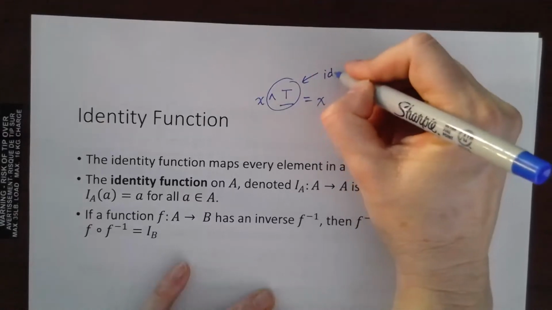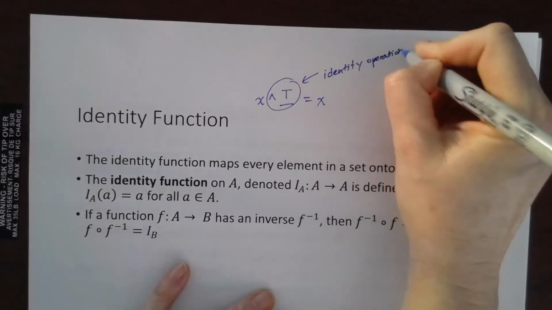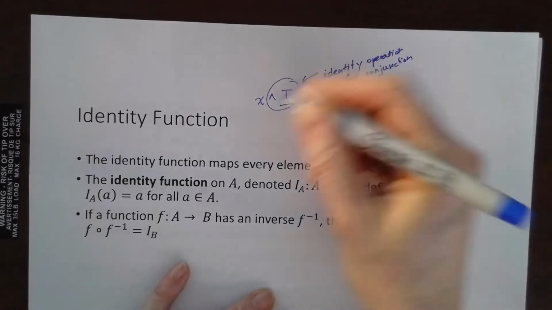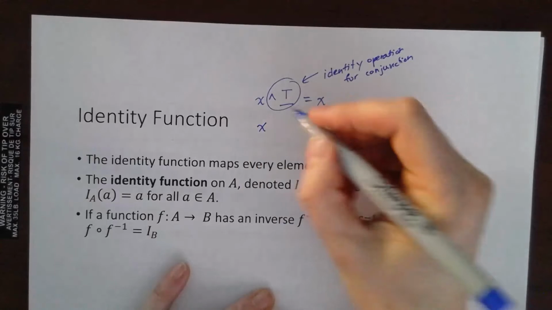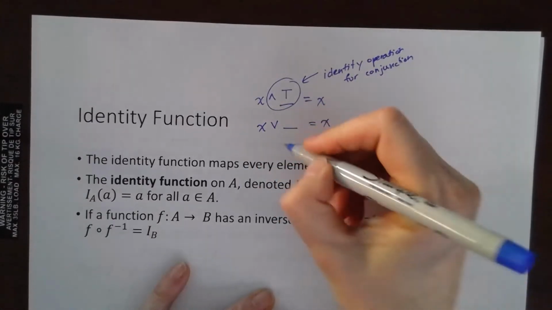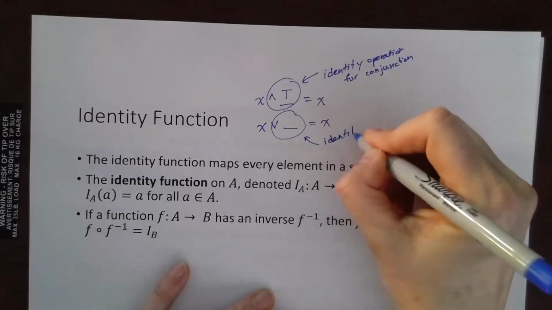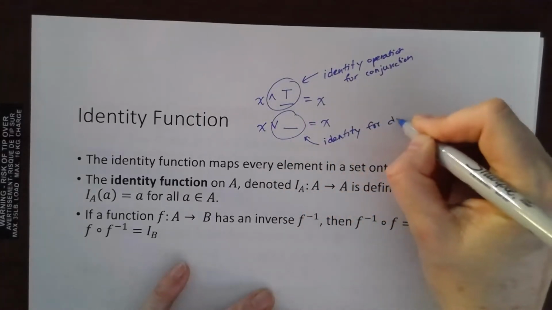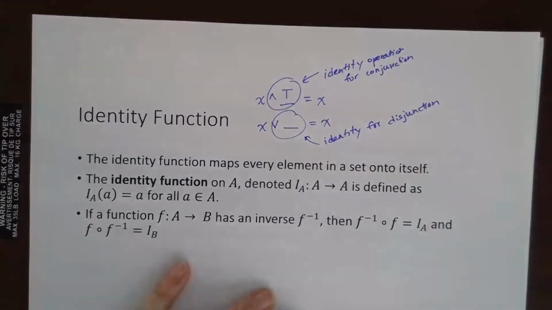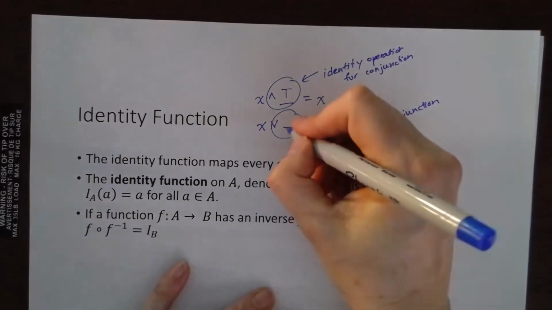Okay, the identity operation for conjunction. What about disjunction? If I have x and I or it with something to get x back, what do I have to or it with? What's the identity operation for disjunction? It's false. Yep, it's false.